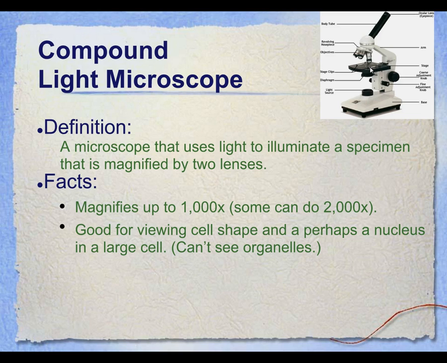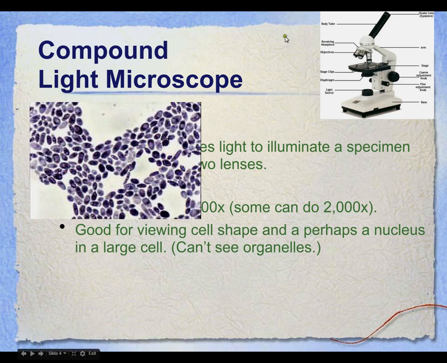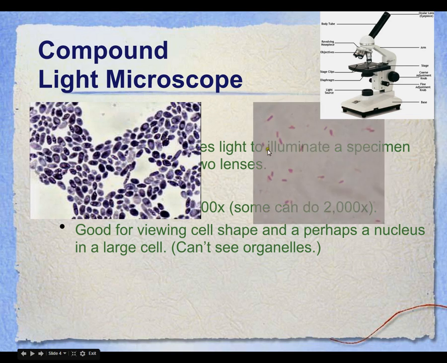So having said that, magnifying something 2,000 times is good for viewing the shapes of cells, and you may be able to see a nucleus or some vacuoles or other vesicles in a larger cell, but you really can't see a lot of the organelles. So here's a picture of some yeast cells, and they've been stained purple in this case. And here is the compound light microscope looking at bacteria cells.